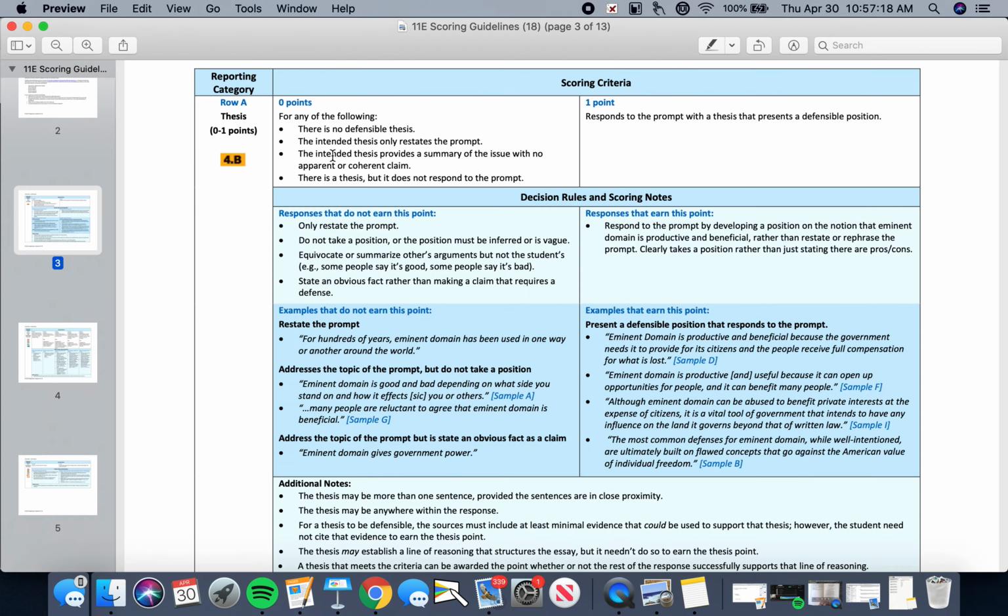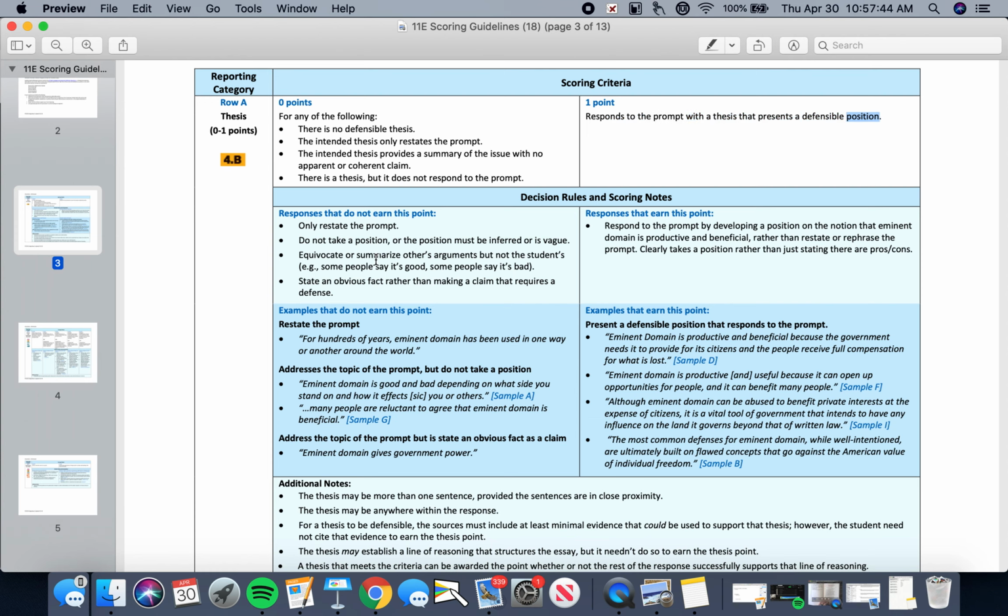The rubric, which we are going to use to evaluate the honors, regular, and AP synthesis essays, has been developed by the College Board. It's a good rubric, and it's just what I'm going to use. The first point is your thesis point. Does your response actually present a defensible position in response to the prompt?